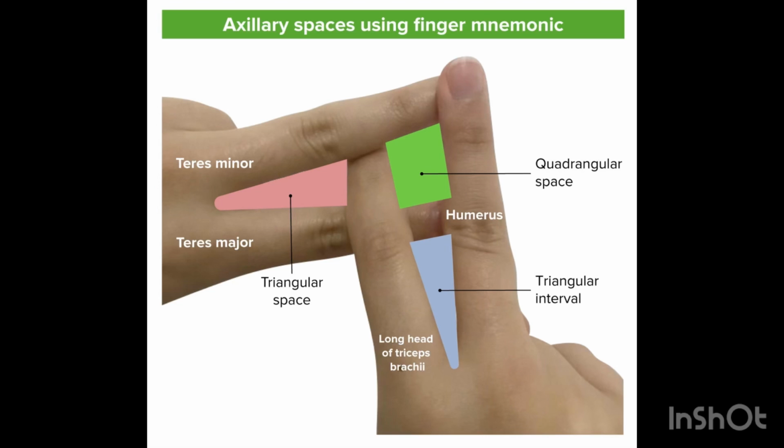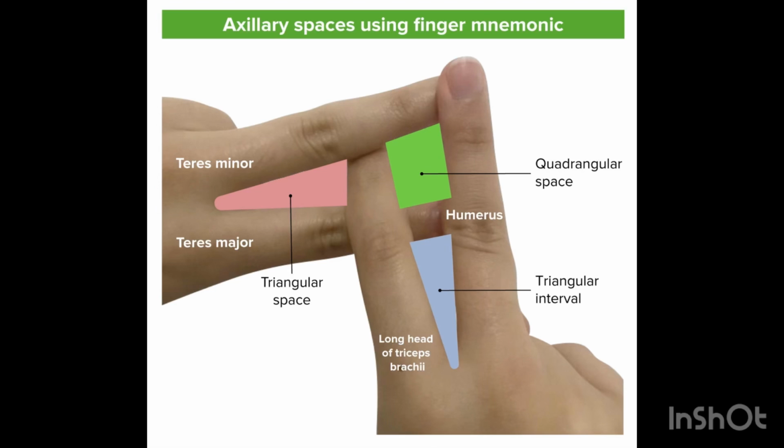The other one is a quadrangular shaped space which transmits neurovascular structures from the axilla to the posterior compartment of the arm. Now this triangular space also does the same thing, but in the triangular space they can transfer neurovascular structures from the axilla to either the anterior or posterior compartment. So they can transfer it to either of them.